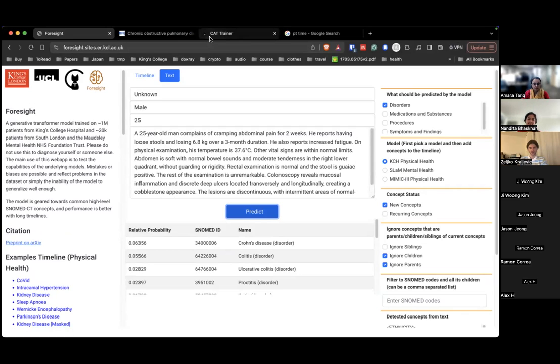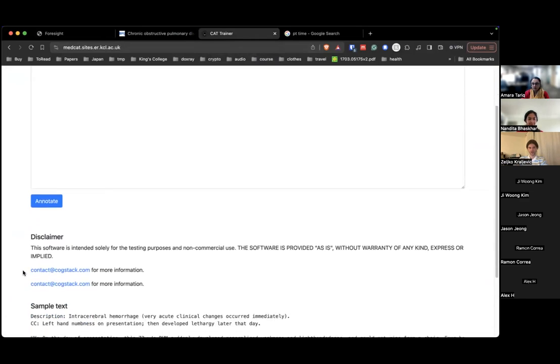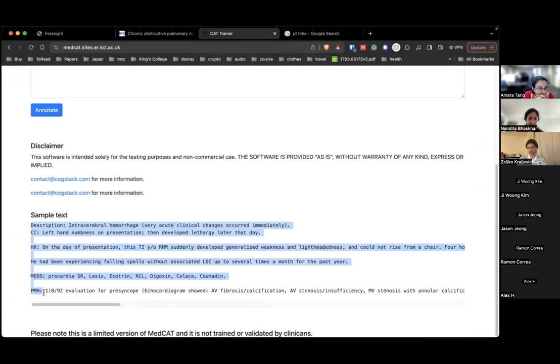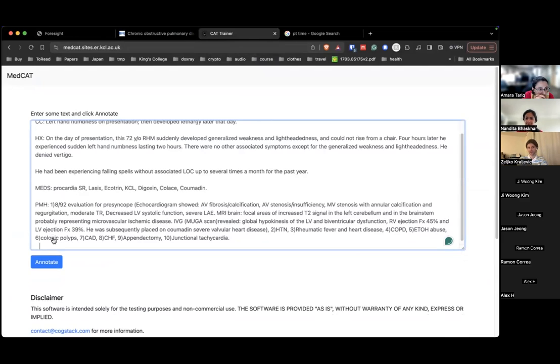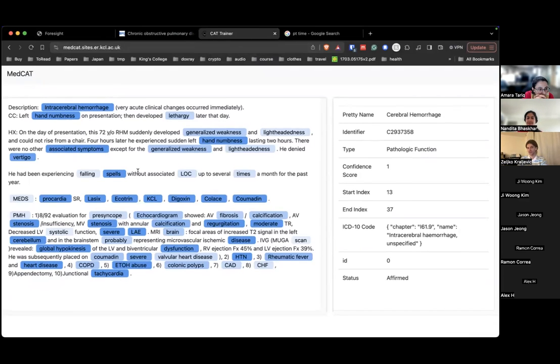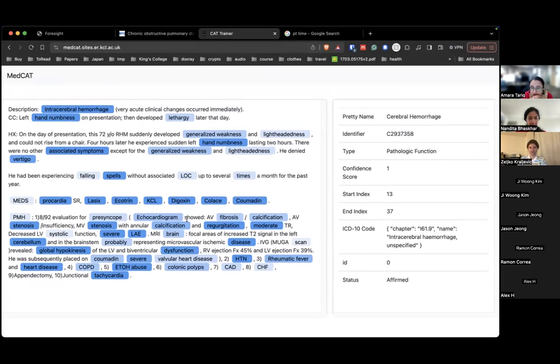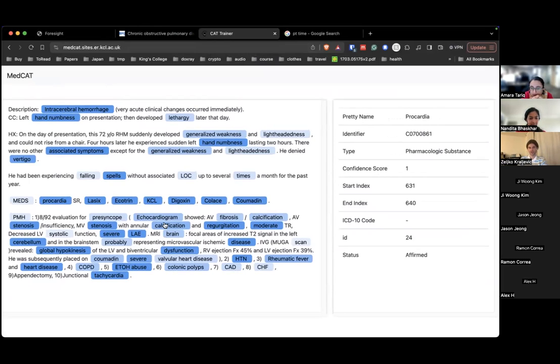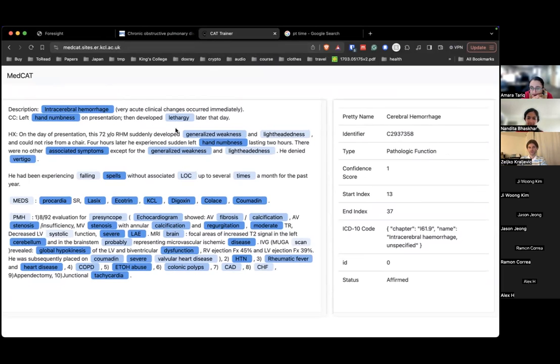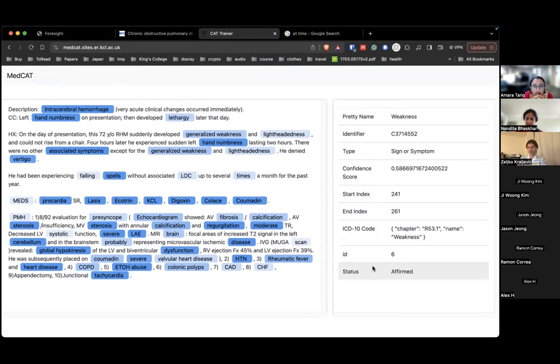I wanted to briefly show the medical concept annotation tool, where you simply enter some text, click annotate, and you get your free text annotated with medications, procedures, diseases, and all of that. Just some examples: you see that they have identifiers, they have a status, which is whether it is negated or not, and we even have ICD-10 codes, and a confidence score that you can use to filter the outputs.